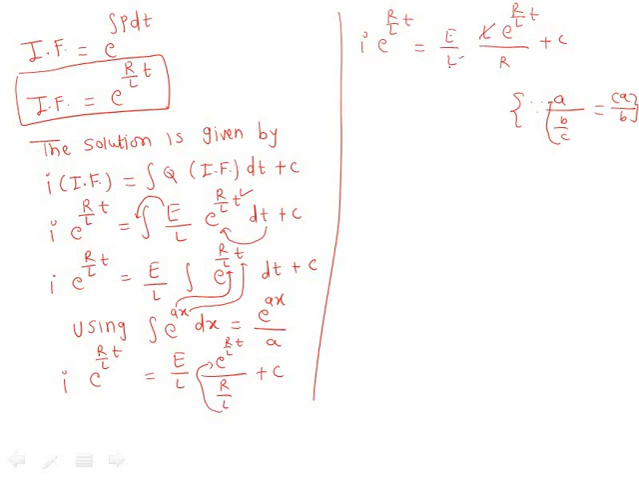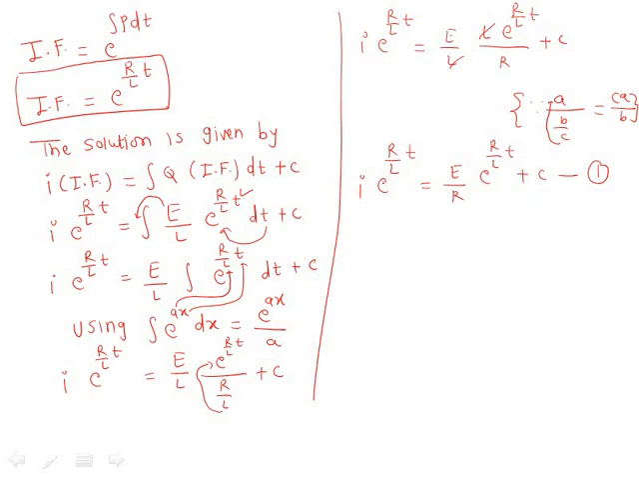So this L and this L will get cancelled. Here E by R remains, and that exponential term. So we will write down like this: I into e raised to R by L into t. Now what remains here? E by R, and that exponential term in multiplication, e raised to R by L into t, plus c. This is our equation number 1.